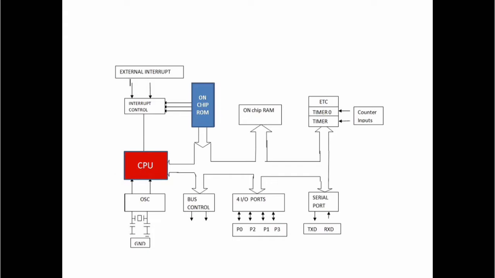Now the next block is the on-chip ROM. ROM stands for read-only memory. So there is 4 kilobytes of on-chip ROM present to store the program in 8051. The ROM is a non-volatile memory. The meaning is that whenever the power is switched off, the contents present in this memory are not lost. They are retained.